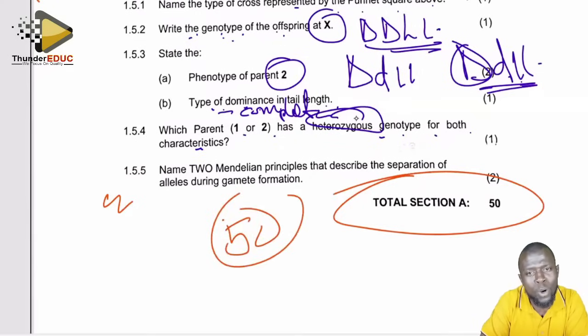Who got 50 out of 50, or who is willing to get 50 out of 50? And if you got them, thank you so much.